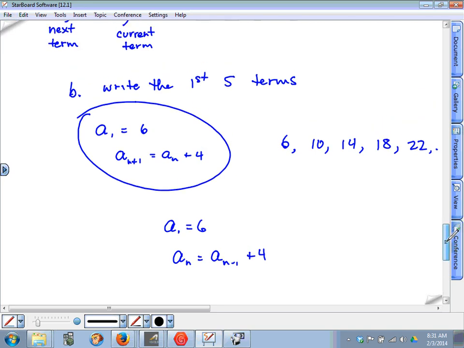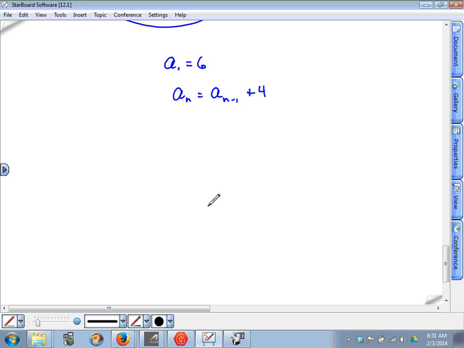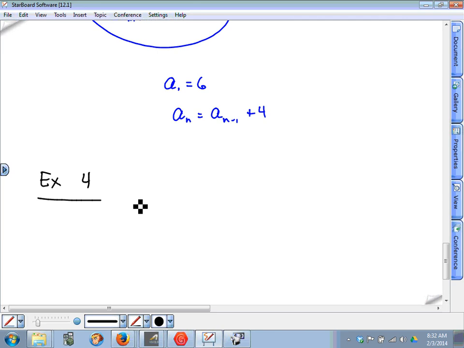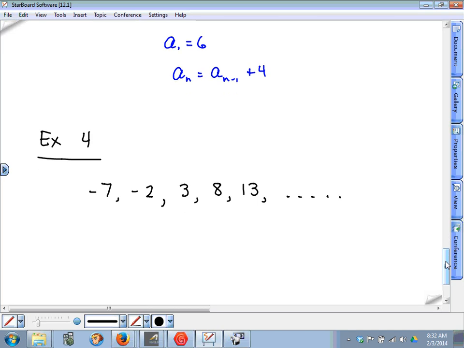Let's do one more example of recursive sequence. We'll move on to the next part of 12.1. Example 4. I'm going to give you a sequence here: -7, -2, 3, 8, 13. And you want us to put it in that previous kind of formula?